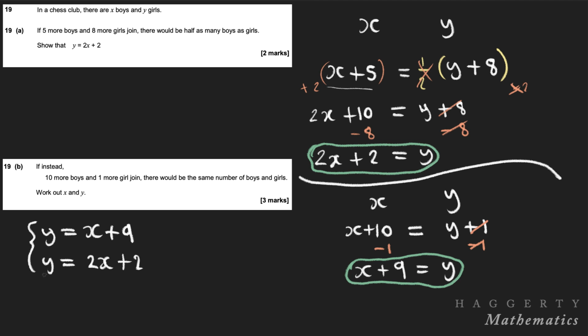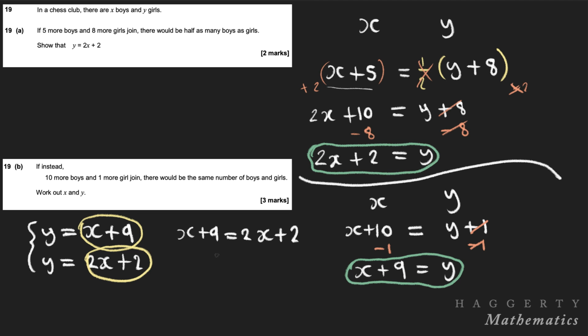So in this case, I don't need to add or minus the sides at all. We have y as the subject, so you can just say, hey, if y equals x plus 9 and y equals 2x plus 2, then it must be the case that x plus 9 is equal to 2x plus 2, because they're both equal to y at the same time, right? So x plus 9 has to be equal to 2x plus 2.